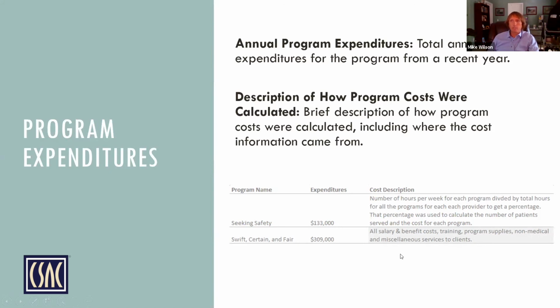The other example there is looking at swift, certain, and fair sanctions, a form of supervision for probation. And they took a different approach where they just looked at the number of staff, the training that went into that staff, the supplies and other materials that they had to come up with a cost estimate for that program. If we go on to the next slide, Kevin.